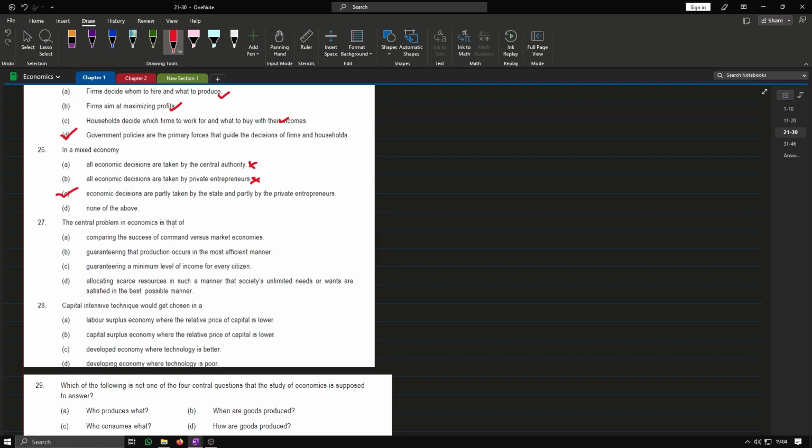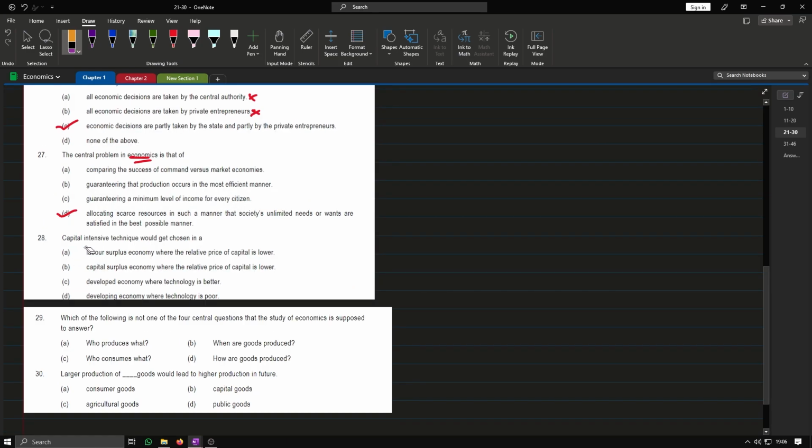The central problem in economics is that: comparing the success of command versus market economies, guaranteeing the production occurring in the most efficient manner, guaranteeing a minimum level of income for every citizen, allocating scarce resources in such a manner that society's unlimited needs or wants are satisfied in the best manner possible. So, what is the central problem of economics? It's allocation of resources, right? So, it's option D.